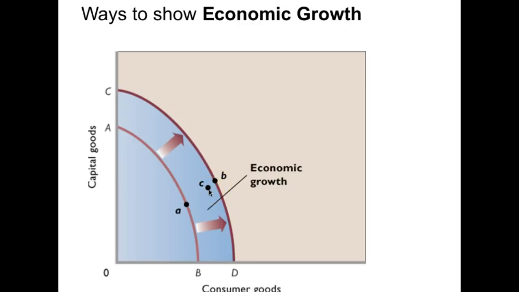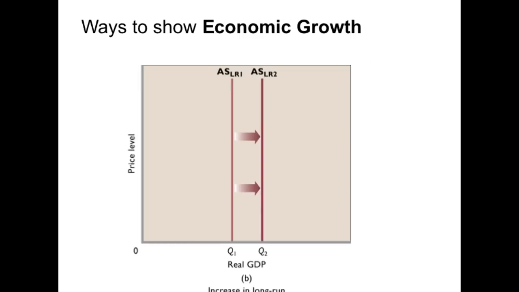So it's not that we don't still face choices, we still face scarcity, but our choices are better. We can have more of each good, right? Because we have developed new resources and we're more productive. Okay, another way to show economic growth is, of course, with the long run aggregate supply curve.